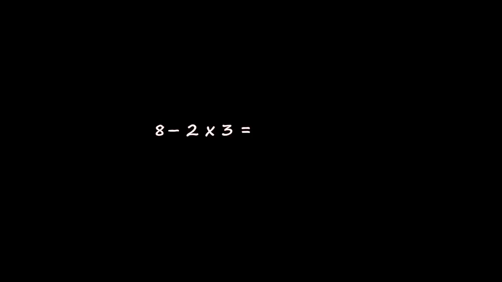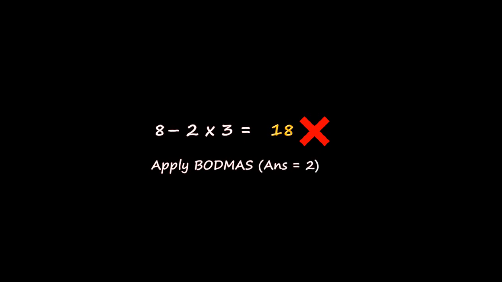Now take note of the following. 8 minus 2 times 3 is not equal to 18, because most students will say 8 minus 2 is 6, times 3 is 18. Wrong. You have to apply the knowledge of BODMAS, and that will give you a result of 2. So you start with 2 times 3, which is 6. Now 8 minus 6 gives 2.